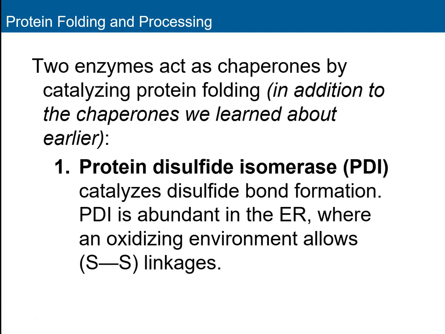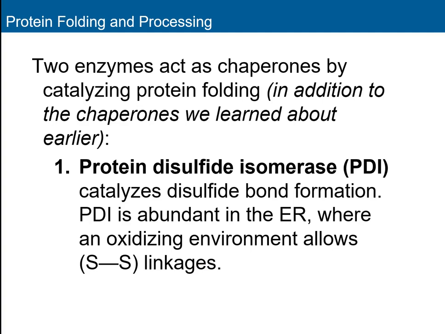So protein disulfide isomerase, or PDI, will catalyze disulfide bond formation. So, when we talk about the tertiary structure of the protein, we talk about the presence of disulfide bonds, okay? This enzyme itself, which is technically a chaperone because it helps with the folding of proteins, is involved in catalyzing those disulfide bonds. Okay. All right. So it says it's abundant in the ER, the endoplasmic reticulum, where basically there's an oxidizing environment, and that basically allows for those disulfide linkages to occur.